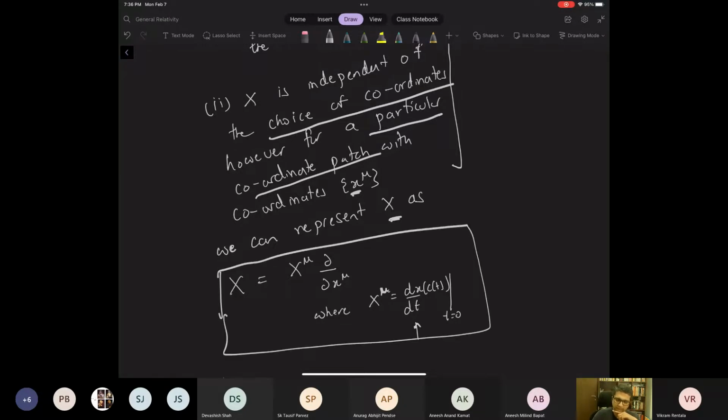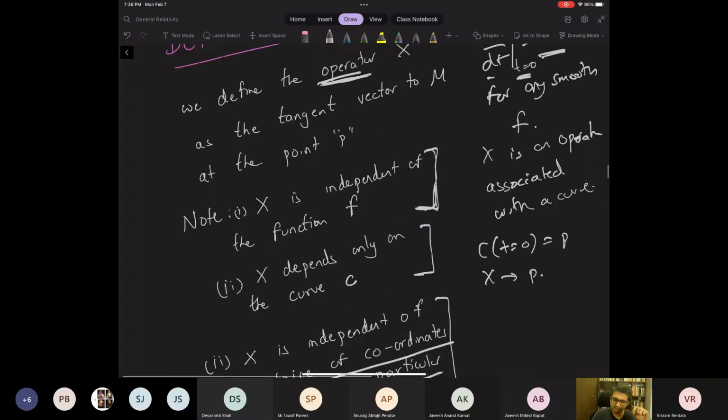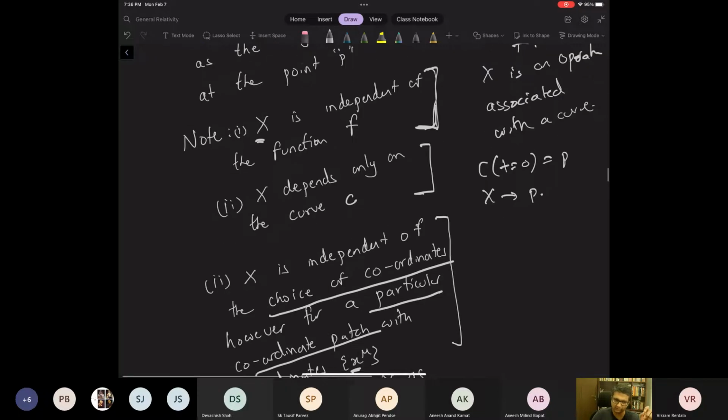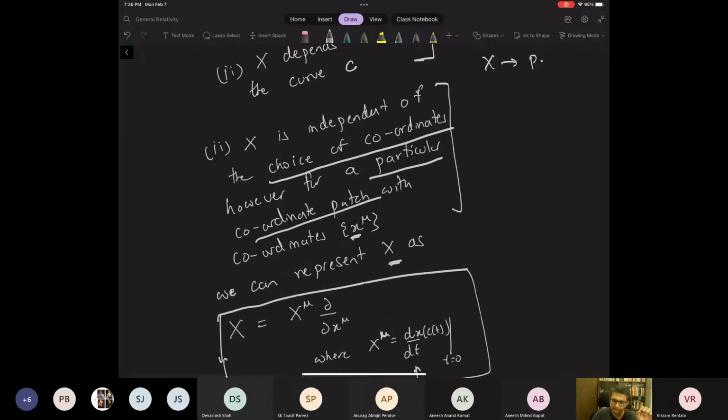Okay. So these are the three important points about what this vector is. This X is independent of f, only depends on the curve, and the existence of X is independent of the choice of coordinates. You can use a particular set of coordinates to express X, like this.